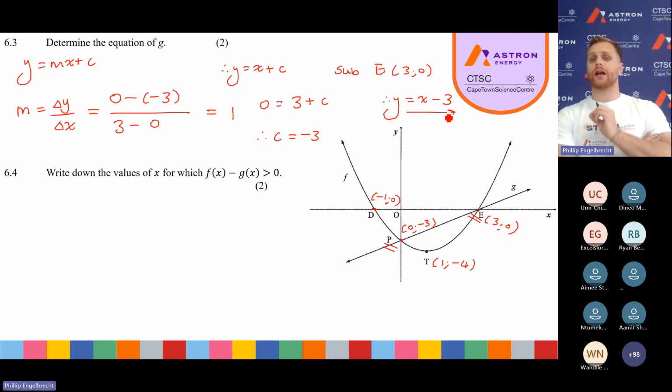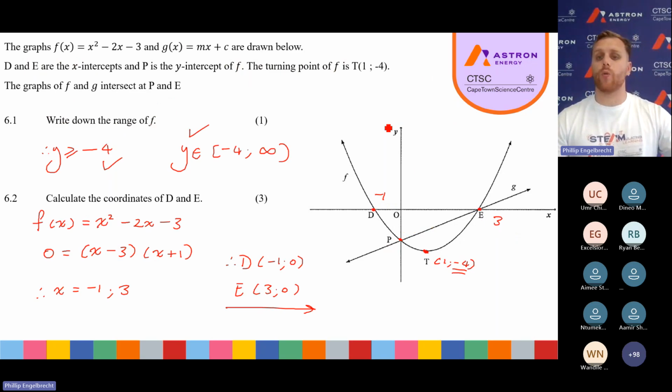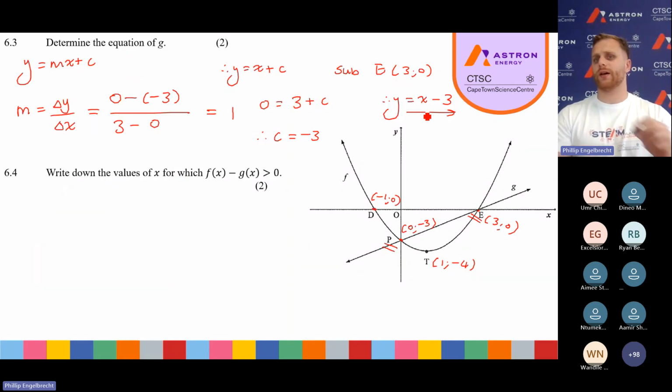Okay, someone asked, how did I get P? Remember, P is the y-intercept of your f(x). I actually didn't even have to go through all the effort of calculating c because it was already given, but oh well. This was the y-intercept of my function, so x is 0 and y was -3. So that was how we got P. And this is the equation for g: y = x - 3. Took a little bit of the long way around, but still got to the correct answer anyways.